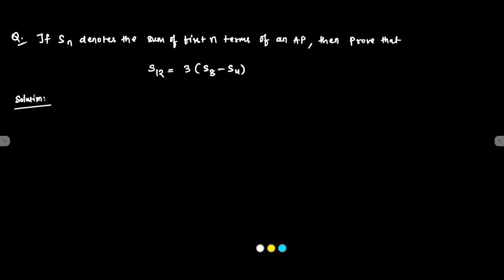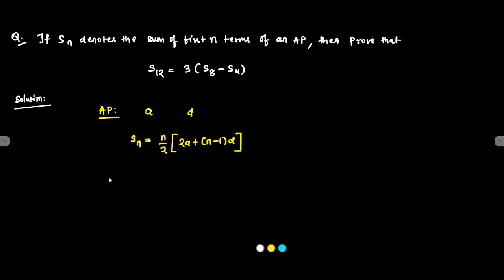Okay, so here for this given AP, let's say a is the first term of the AP and d is the common difference. We know that the sum of first n terms of an AP is given by n by 2 into 2a plus n minus 1 d.